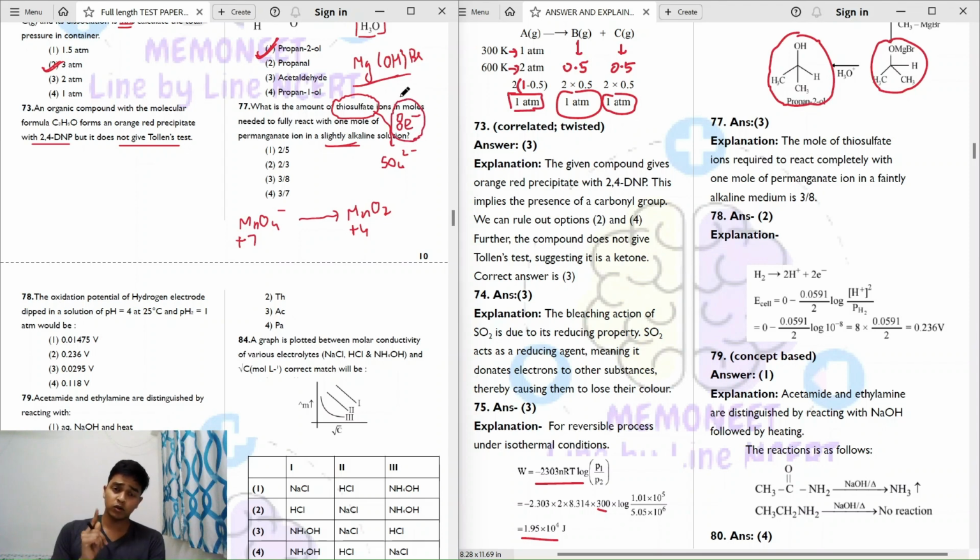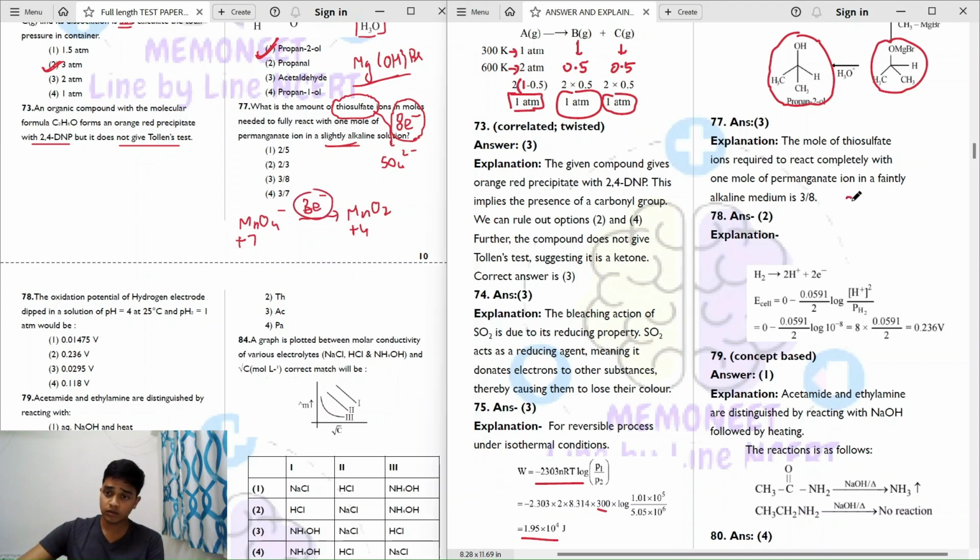Okay, so 1 mole of thiosulfate ions gives 8 electrons, and 1 mole of MnO4 minus actually consumes only 3 electrons. So if we have 1 mole of permanganate ion, it will be consuming 3 electrons, right? And 1 mole of thiosulfate will be giving 8 electrons. So to react 1 mole completely, we need 3 by 8 moles of the thiosulfate ions.